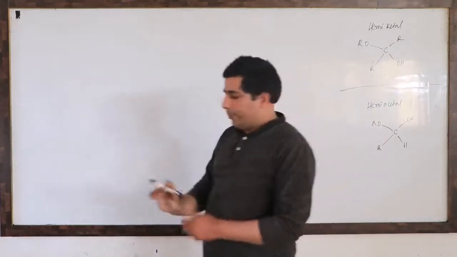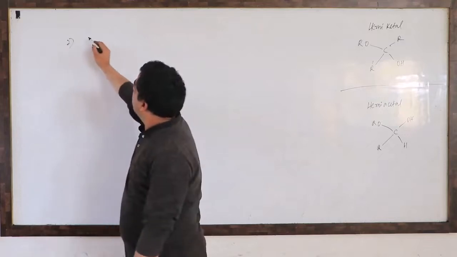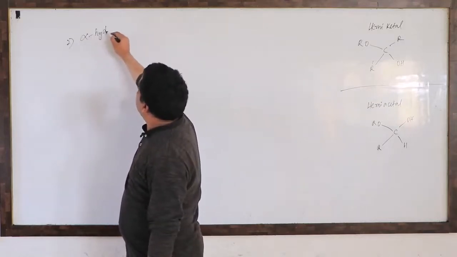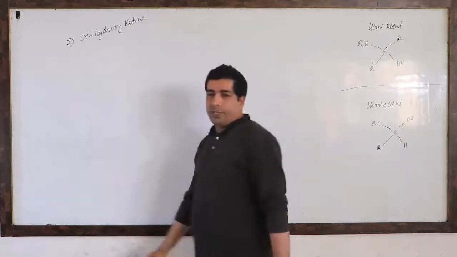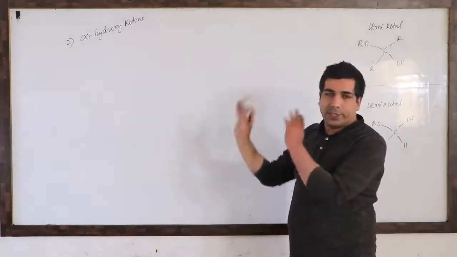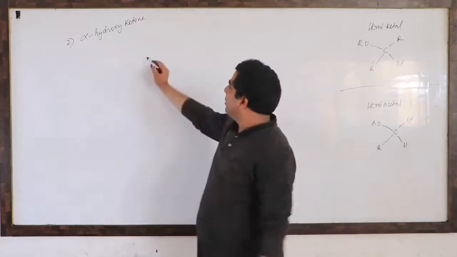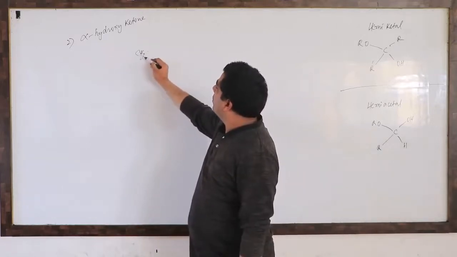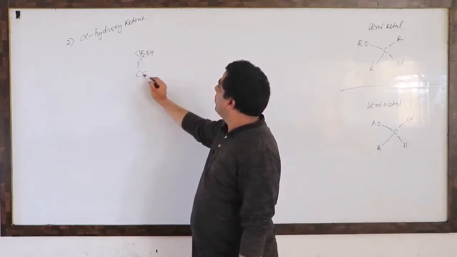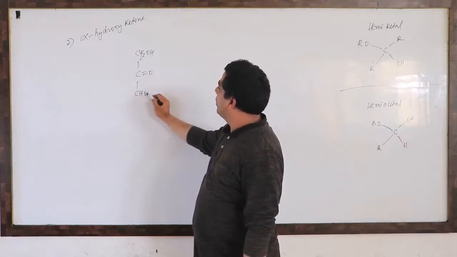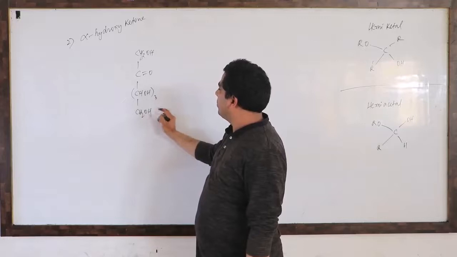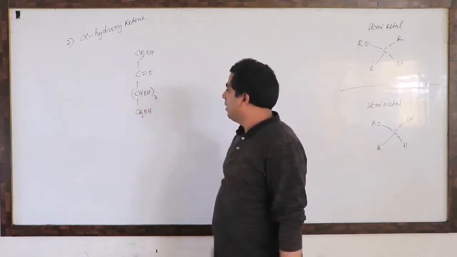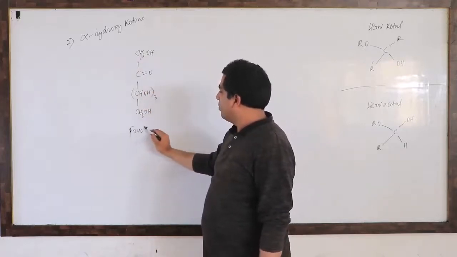Let's take the second example of a reducing sugar: an alpha hydroxy ketone can also be a reducing sugar if any sugar contains this group. Correct? So which sugar is there? Have a look. You have CH2OH, then C double bond O, then CHOH whole thrice, then CH2OH. Let's count it: 3, 4, 5 and 6. This is your fructose molecule.